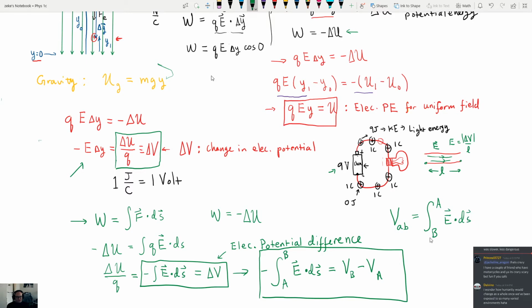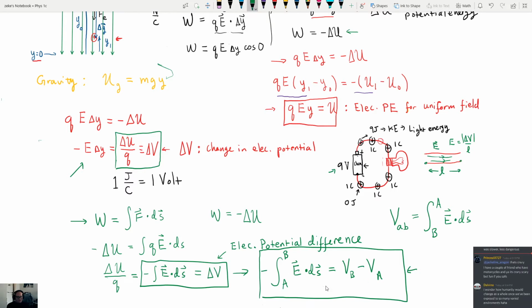So I believe this is the way that your textbook writes it. Other textbooks that I've used always put this negative sign in here. I don't know. I vastly prefer the definition that I have boxed here, because it is very clear what's being stated, right? The potential at point B minus the potential at point A is equal to the integral from point A to point B of E dot ds.